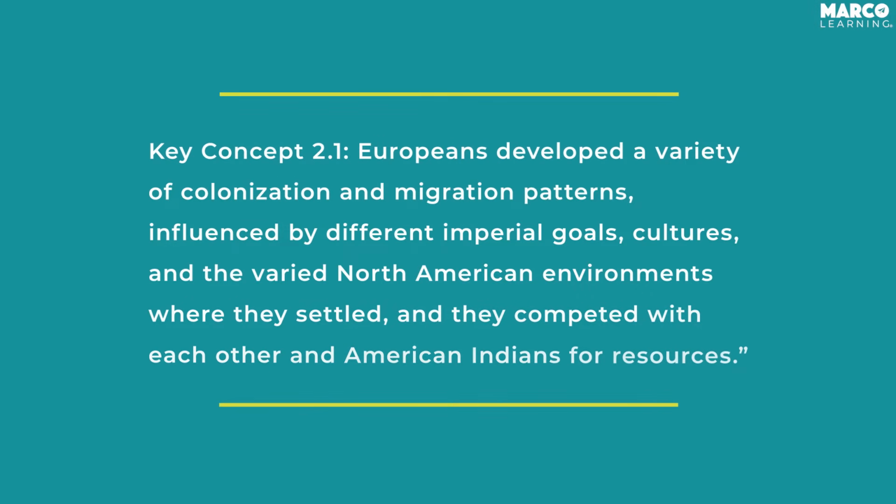Key Concept 2.1 says, Europeans developed a variety of colonization and migration patterns, influenced by different imperial goals, cultures, and the varied North American environments where they settled. And they competed with each other and American Indians for resources. The main idea of this key concept is pretty straightforward. It's just saying that the European colonists were different from each other, and they were in direct competition with each other.